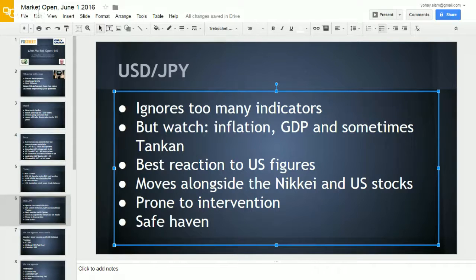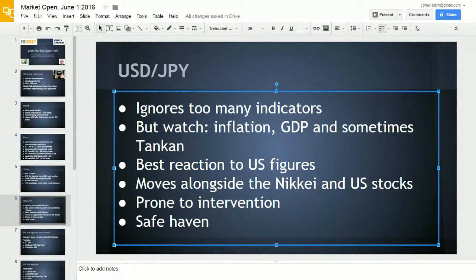Take 2. Dollar yen ignores too many Japanese indicators. Contrary to other countries, the yen does not react to Japanese unemployment, does not react to Japanese retail sales, does not react to too many figures. Also, inflation and GDP and the Tankan survey do have an impact, but not as strong as other currencies, okay? So that's the first characteristic of dollar yen, that it ignores Japanese indicators.